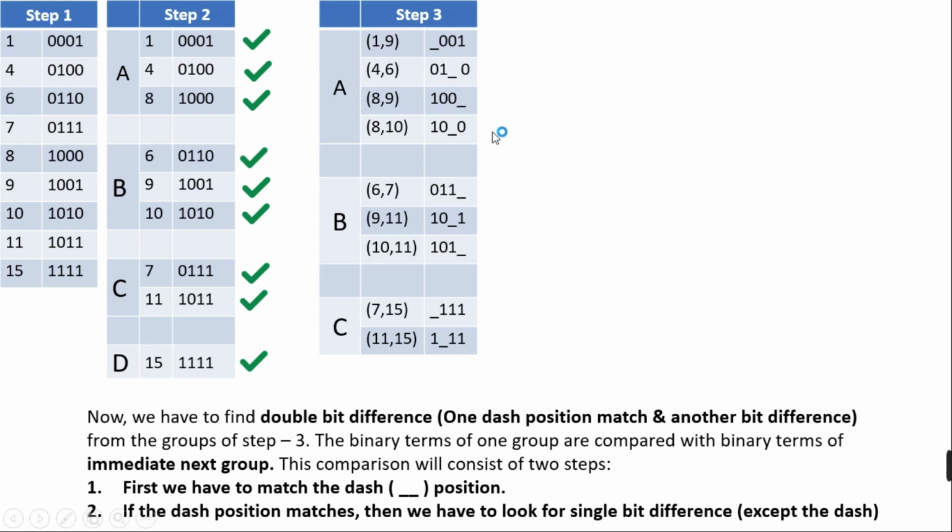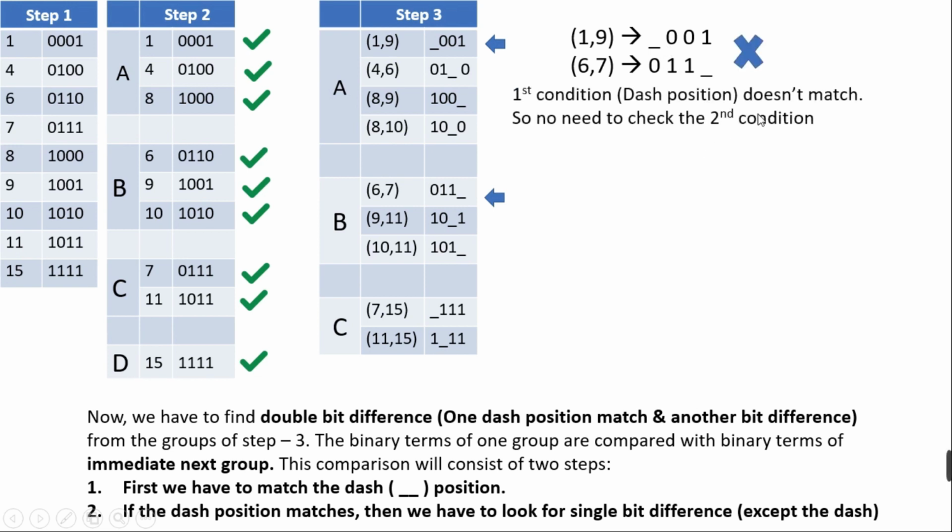Let's see an example of how it works. Let's say the first two pairs right here. The pair of 1 9 from group A is being compared to a pair of group B, 6 7. I have written the binaries over there, so you can see that the dash position doesn't match. For the first number, the dash position is the first position, and in the second pair the dash is at the 4th place. So the dash position definitely doesn't match, and since it doesn't match, we have absolutely no need to check the second condition right now, and it can be discarded.